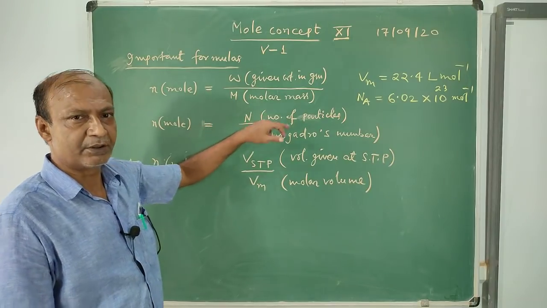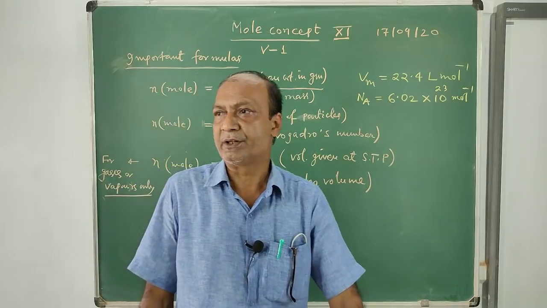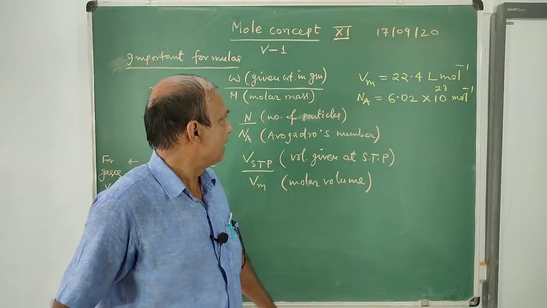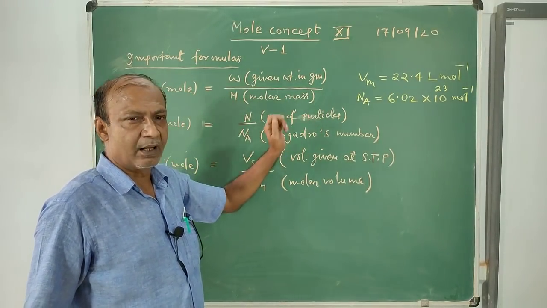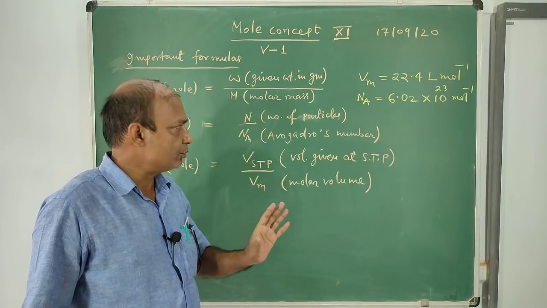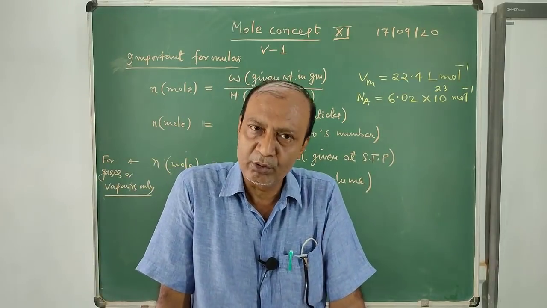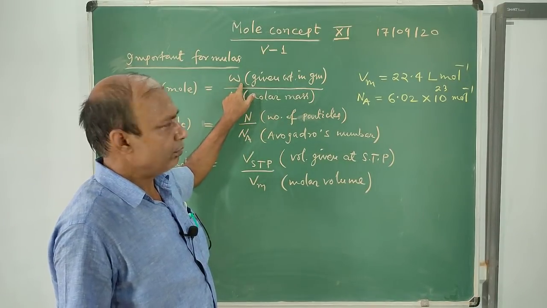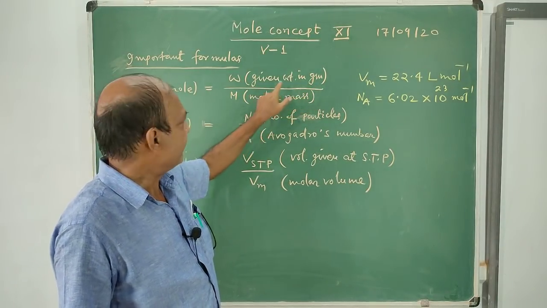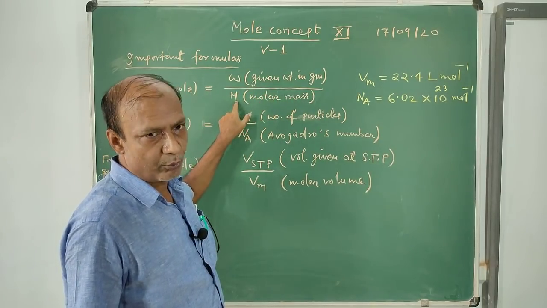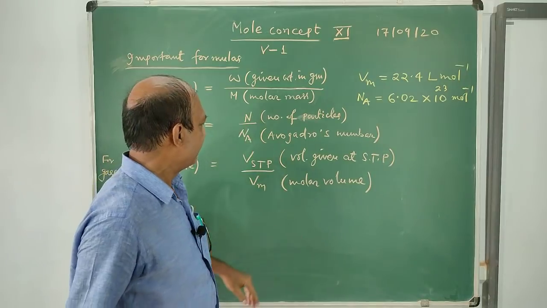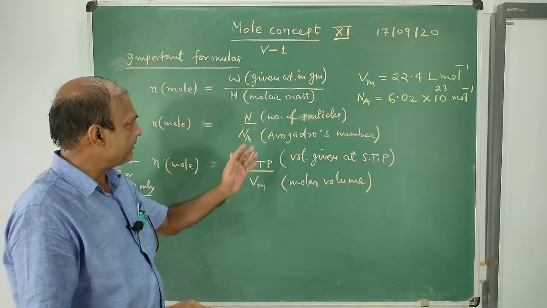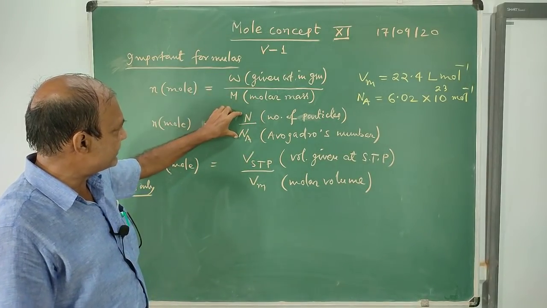M is the molar mass of the substance. In a problem, if we talk about a substance, from the name of the substance you can find out the molar mass. Its unit is gram per mole. Its SI unit is kilogram per mole, but in our formula it is gram per mole because the weight W is given in gram. If the weight is given in kilogram, you can put molar mass in kilogram per mole. Remember it.